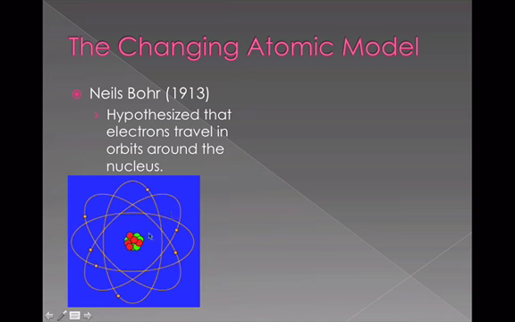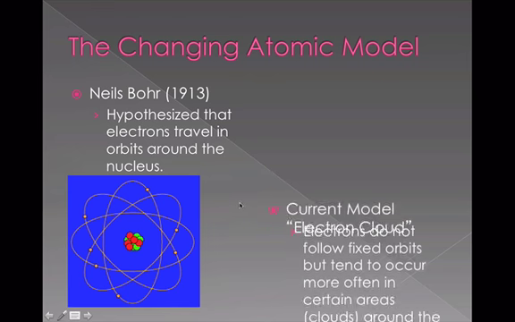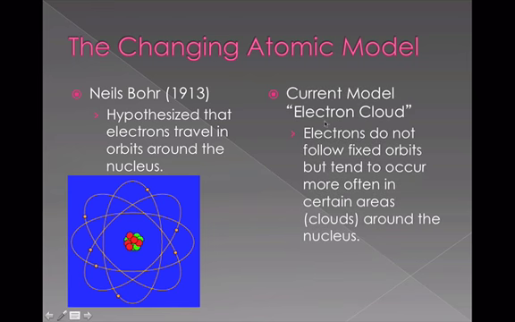We have Niels Bohr. Niels Bohr came after Rutherford. He built on the idea of electrons in orbits. So we have the electrons traveling around like planets around the sun to the nucleus. And then we have our current model, which deals with an electron cloud. We now know that electrons do not travel in set paths like Niels Bohr thought. They have areas where they're most likely to be found, and it's not a nice, neat orbit like this.